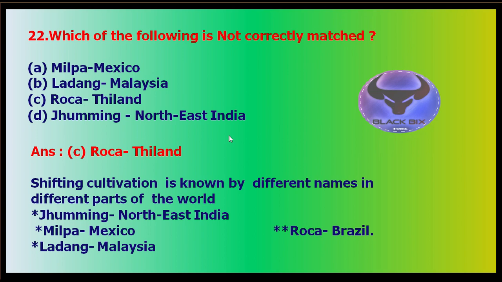So shifting cultivation is practiced in the different part of the world, and they have different kind of names, right? They are known with the different names. Like Jhuming is the name in the northeast India, and Milpa is the name of the slash and burn agriculture or shifting cultivation in the Mexico. M for Milpa, M for Mexico. So Milpa is the name of shifting cultivation in the Mexico, and Ladang is basically practiced in the Malaysia. It is again a type of shifting cultivation, and Roka is basically practiced in the Amazon basin in the Brazil. So this option number C, Roka in Thailand, this option is wrong, because Roka is the local name of the Brazil for shifting cultivation. So this was wrong. Learn it. There can be different kind of questions formed from here.